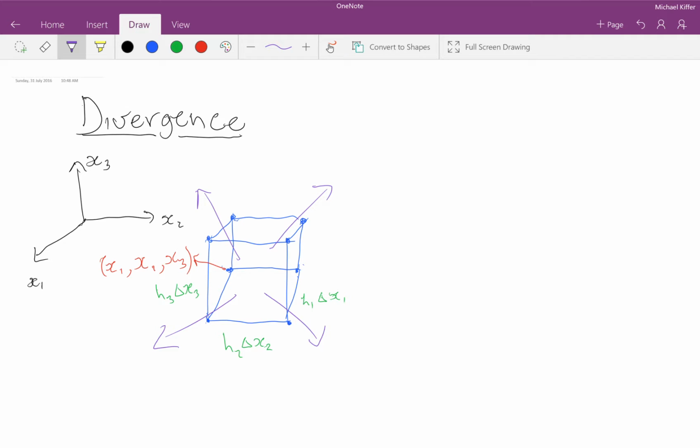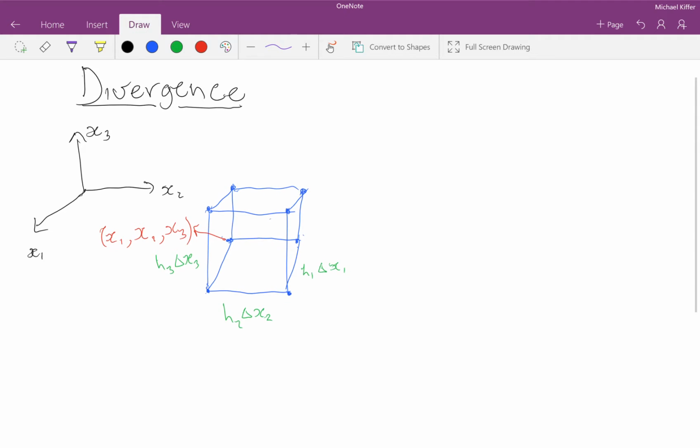If it's going into that little space, we've got a negative flux. So to calculate this flux, we're going to need to take a series of area integrals across each face of this little cube.